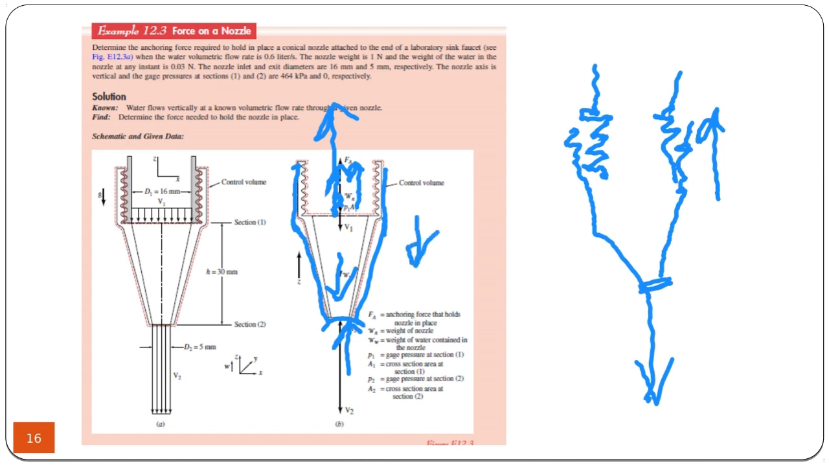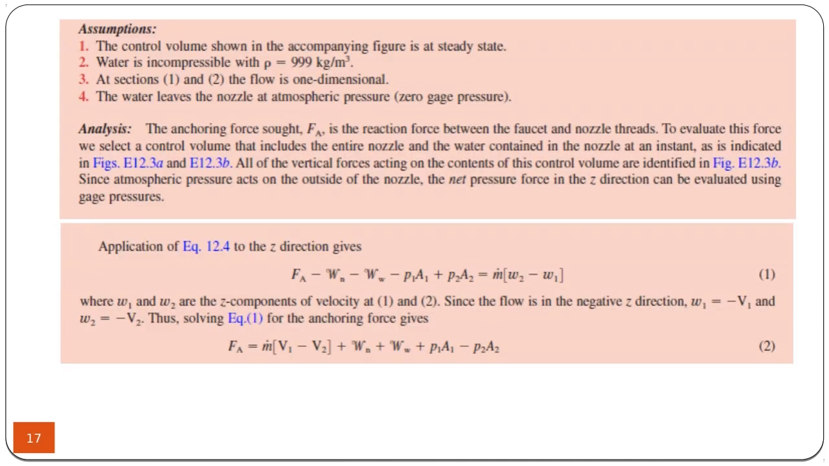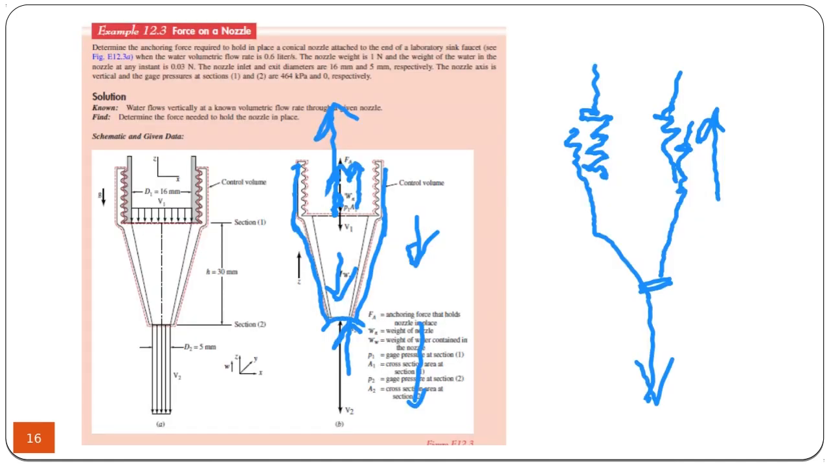Flow takes place downward. So when you write the linear momentum equation, you have to include all the forces with the correct directions. What I mean is, Fa is upward. This is for sure. This is the pushing force by the nozzle. The nozzle weight is downward. The water weight inside the nozzle is downward. P1A1 applies on this face.